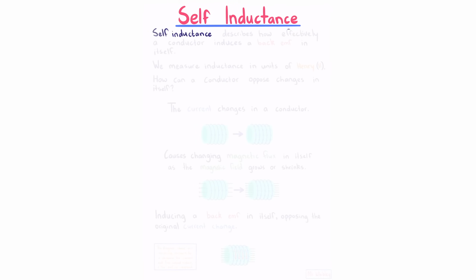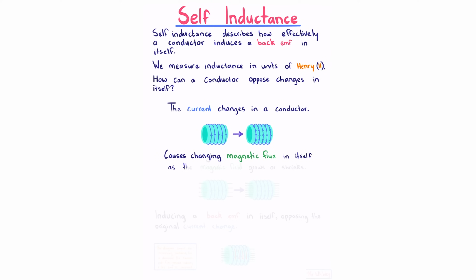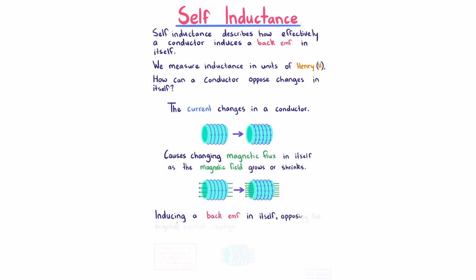Self-inductance. Self-inductance describes how effectively a conductor induces a back EMF in itself. We measure inductance in units of henry. You may be wondering, how can a conductor oppose changes in itself? Imagine the situation where the current changes in a conductor, for example a low current to a high current. This causes a changing magnetic flux in itself as the magnetic field grows or shrinks. In the illustrated example, we have the current increasing, and so the flux is growing. As a result of our changing magnetic flux, our inductor is inducing a back EMF in itself, opposing the original current change, as we see here.